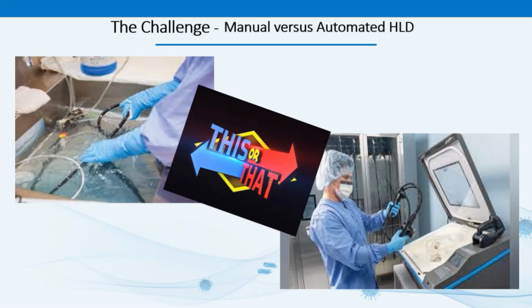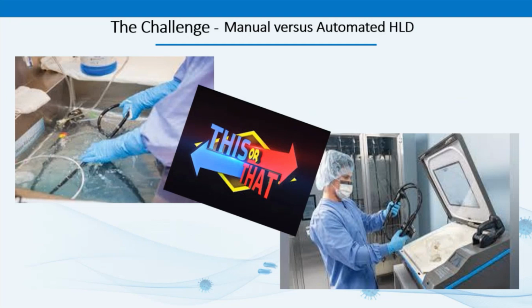There are open systems that can expose staff to potentially harmful vapors from chemicals, and it doesn't provide the same quality assurance as automated methods. And studies have shown that manual cleaning can leave probes contaminated with visible soil that can be difficult to detect. Now, automated HLD is generally considered to be more efficient, consistent, and measurable than manual processes. It reduces the risk of staff exposure to chemicals and toxic fumes, and it standardizes important reprocessing steps. It also provides documentation of cycles, evidence that that device was properly disinfected, and it can also incorporate traceability.